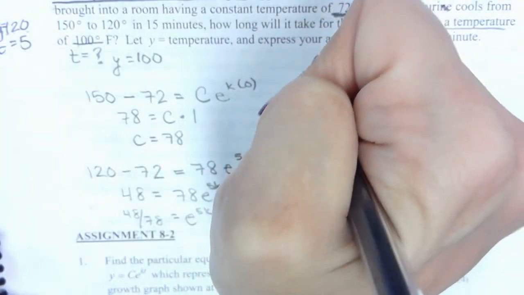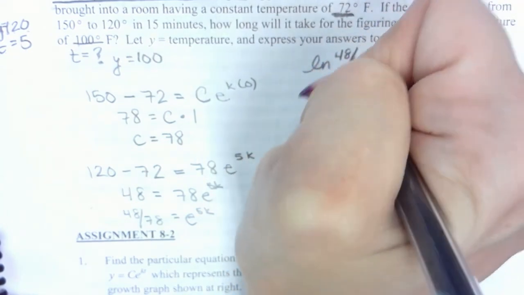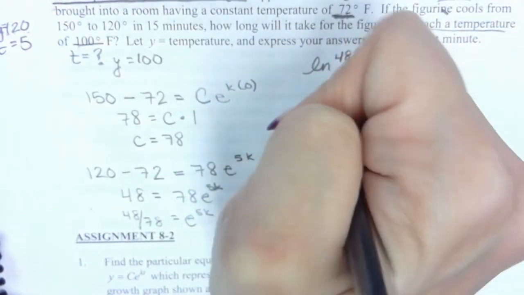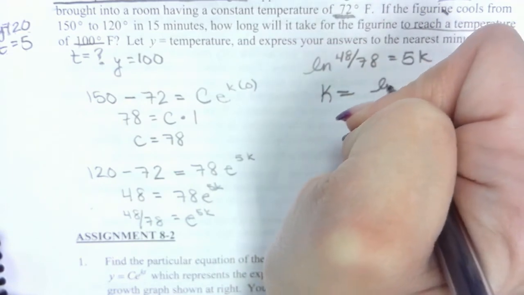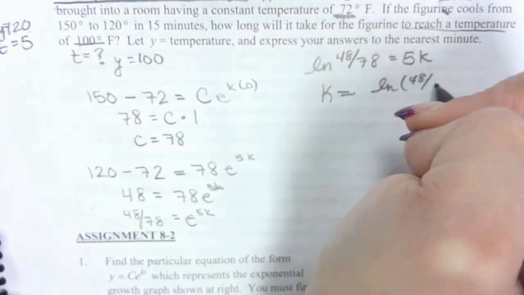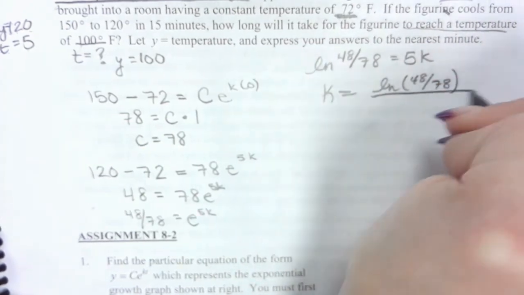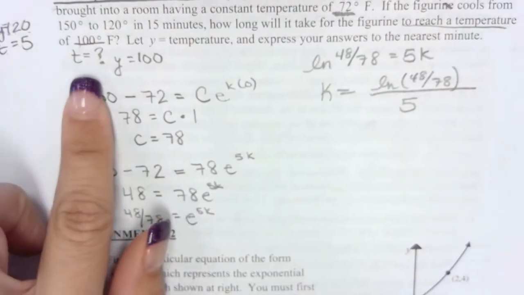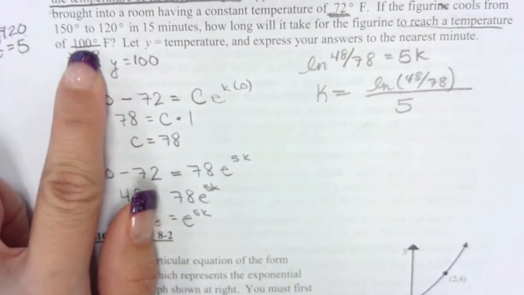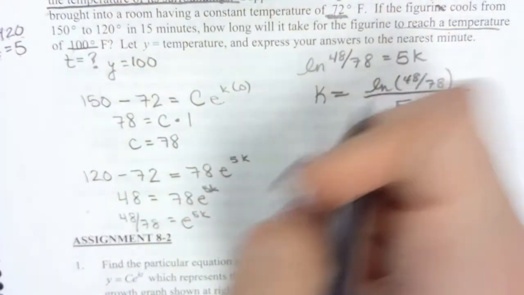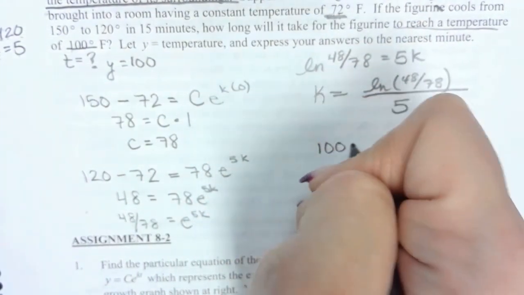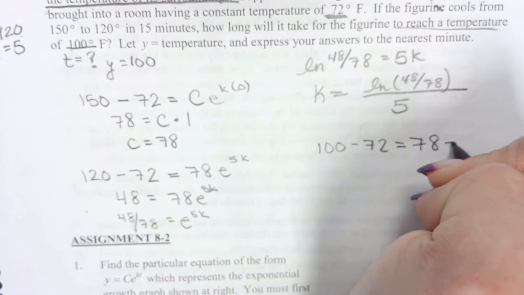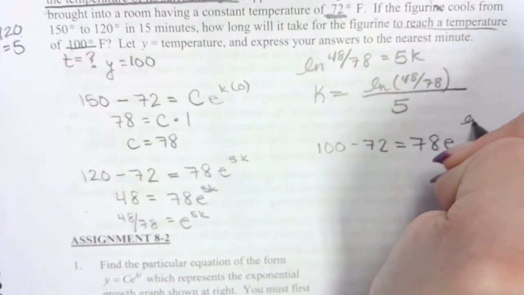Our next step would be ln both sides, and then divide by 5. So k equals, so our rate of change is ln 48 over 78 all over 5. Now we can use that to figure out how long it takes for 100 degrees to get down to 72. 100 minus 72 equals 78e. Now our k is this huge number.